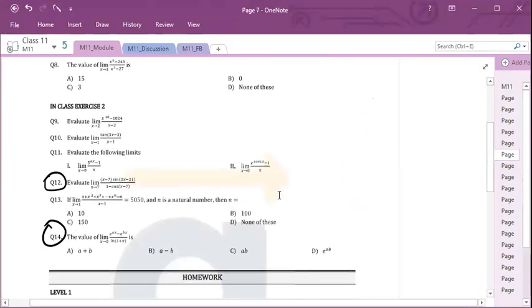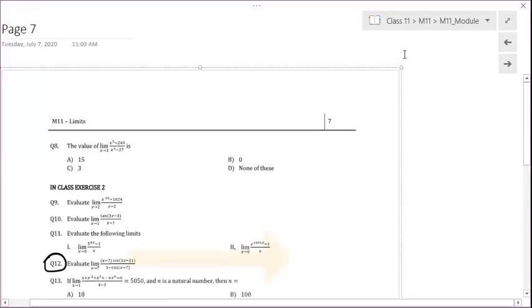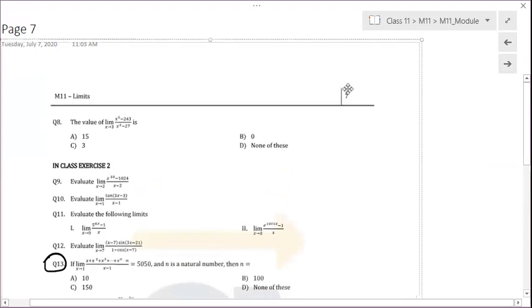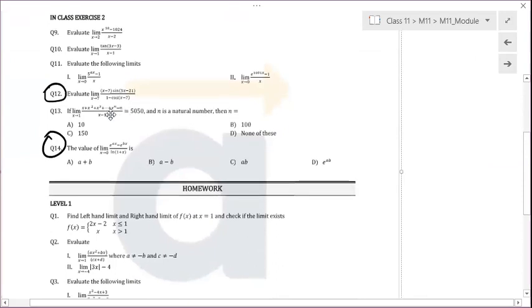Okay, now next question. Now we have a doubt in question number 12. So see over here, limit x tends to 7.